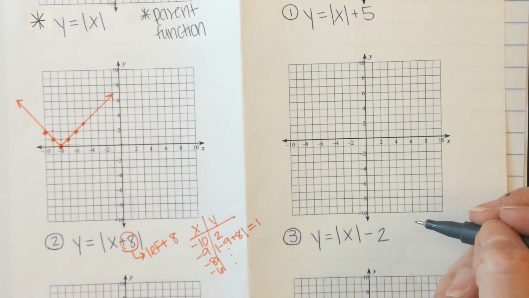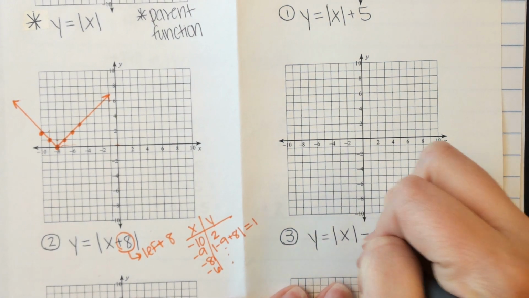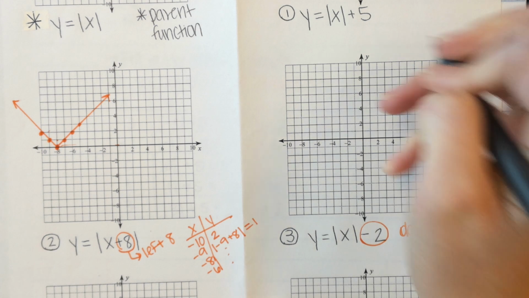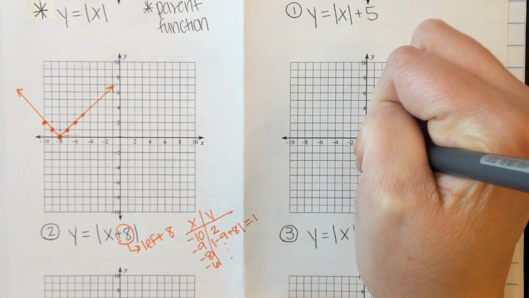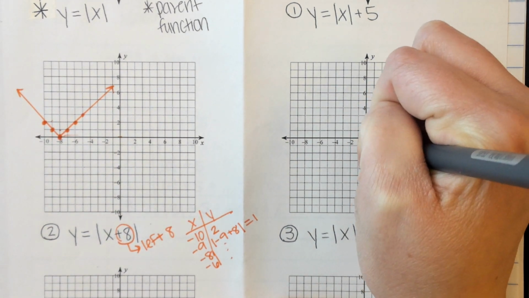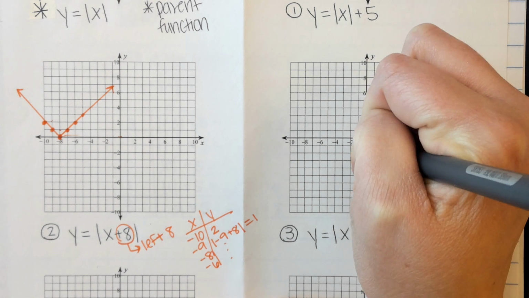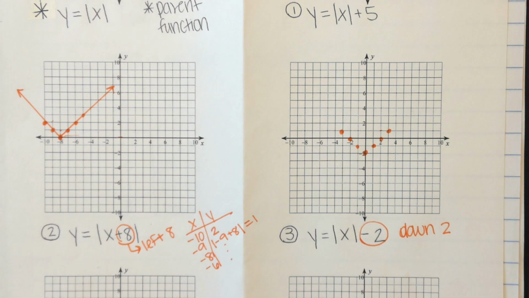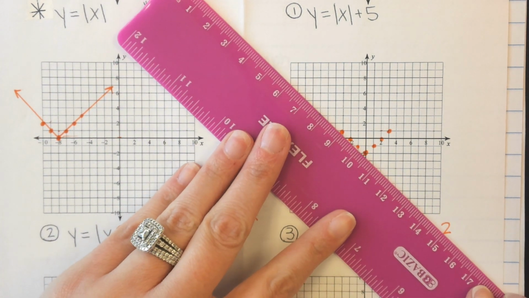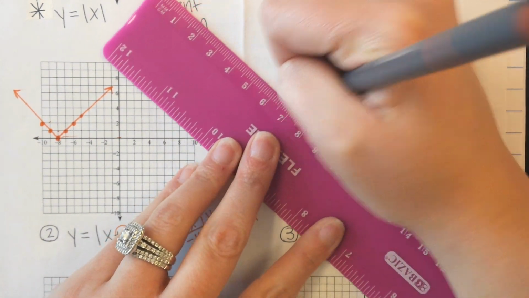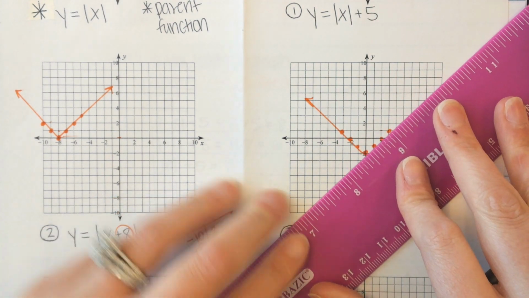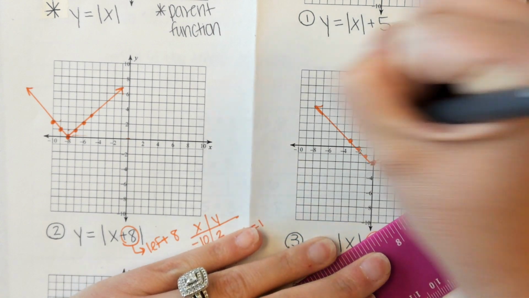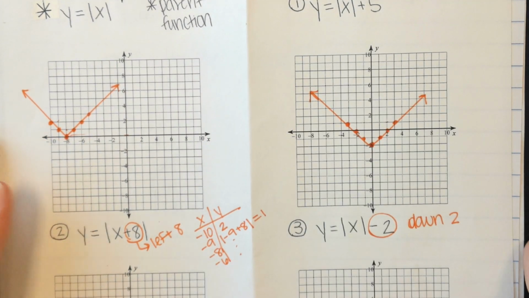Okay? So number 3, we have this number on the outside that tells us we're going to go down 2. So instead of being here at 0, 0, I'm going to go down 2 and up 1 and over 1 a few times on each side to make our V shape. And I know my graphs aren't perfect. Yours will look much better in Math Excel because it makes the straight lines for you.